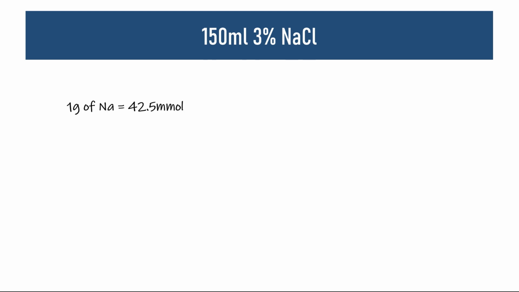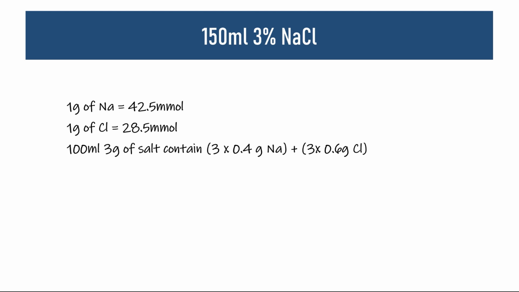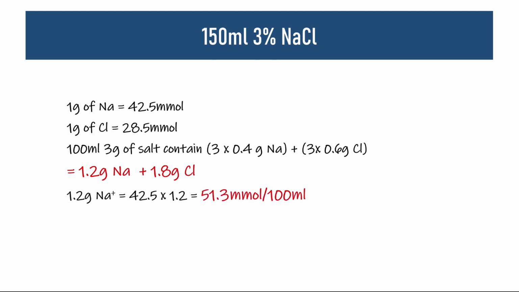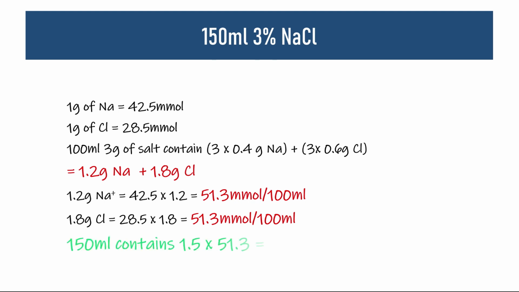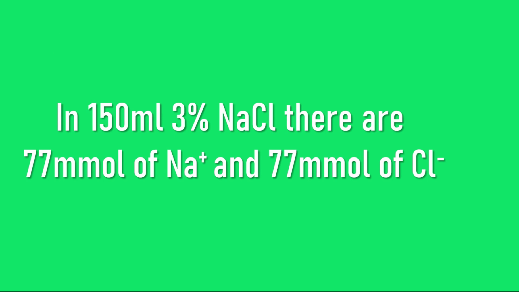Let's work that problem. We know that 1 gram of sodium is 42.5 millimoles and that 1 gram of chloride is 28.5 millimoles. 100 mils of 3 grams of salt contains 3 times 0.4 grams of sodium, remember 40% sodium, and 3 times 0.6 grams, remember 60% chloride, of chloride. That equals 1.2 grams of sodium and 1.8 grams of chloride. 1.2 grams of sodium is 42.5 times 1.2 or 51.3 millimoles per 100 mils of sodium. And 1.8 grams or 28.5 times 1.8 or 51.3 millimoles per 100 mils of chloride. 150 mils contains 1.5 times 51.3, and that is 77 millimoles of sodium and chloride. In 150 mils of 3% saline, there are 77 millimoles of sodium and 77 millimoles of chloride.